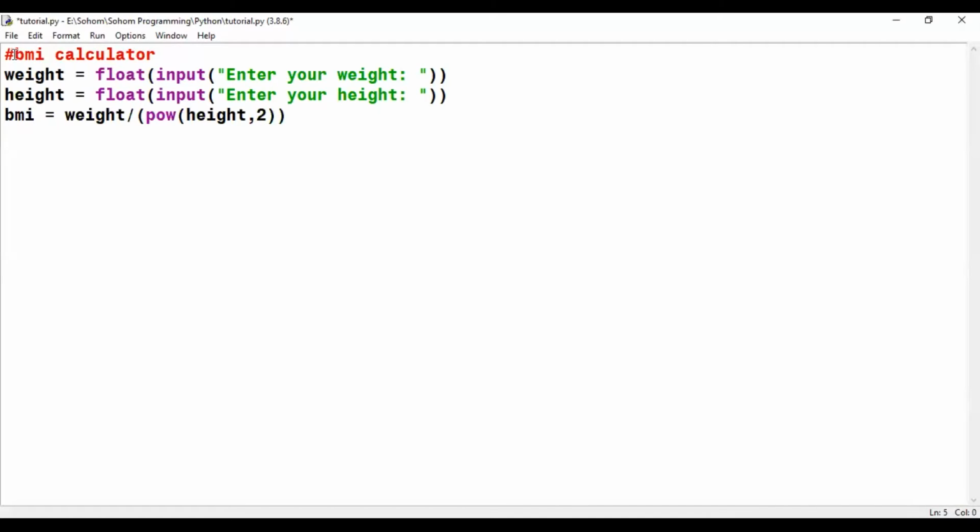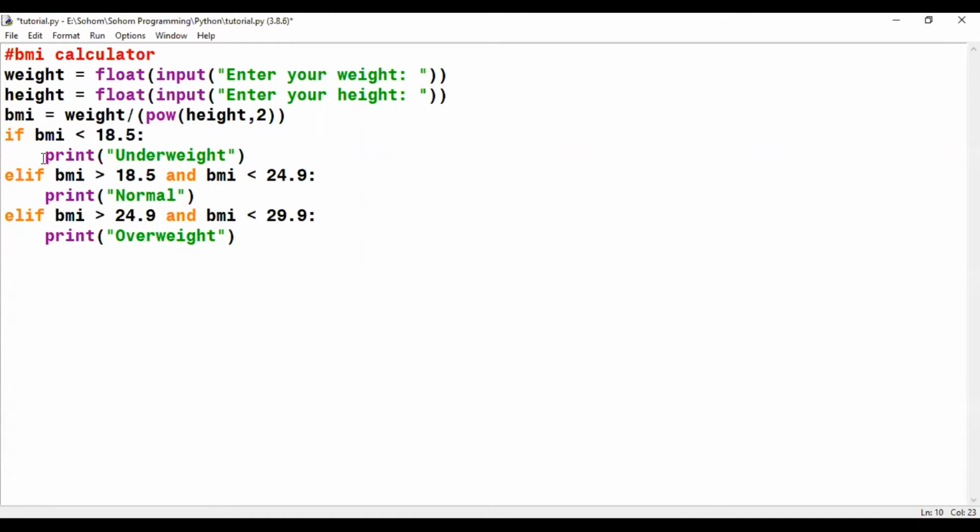And now I have to write an if else statement, that is a condition statement. If BMI is less than 18.5, then print underweight, and if BMI is more than 18.5 and less than 24.9, then it will print normal. And if BMI is more than 24.9 and less than 29.9, it will print overweight. So this is how we can know. And I'm just going to print the BMI.